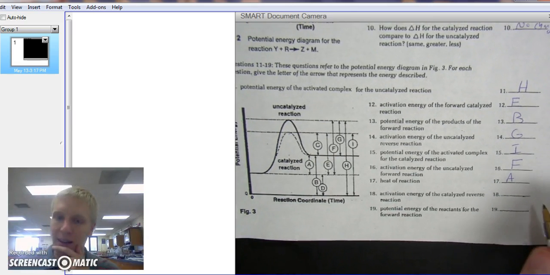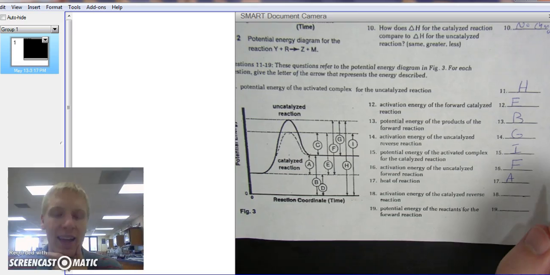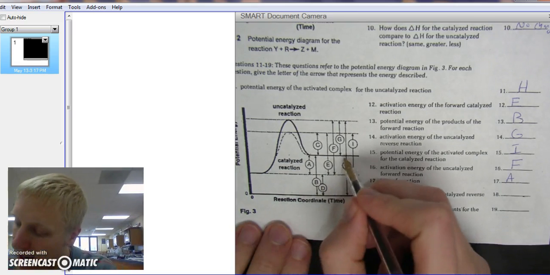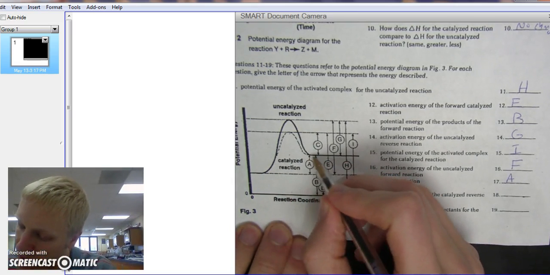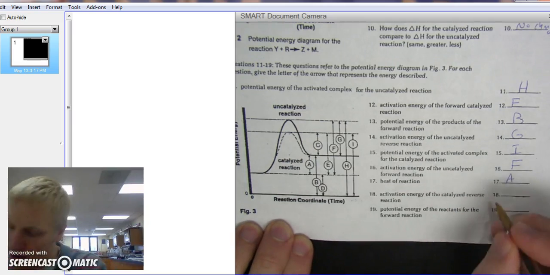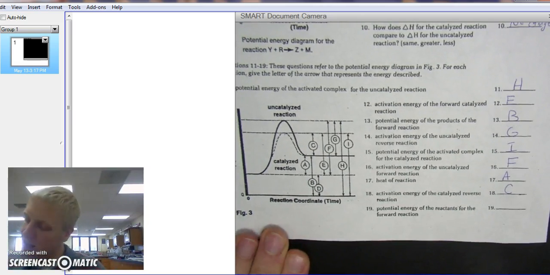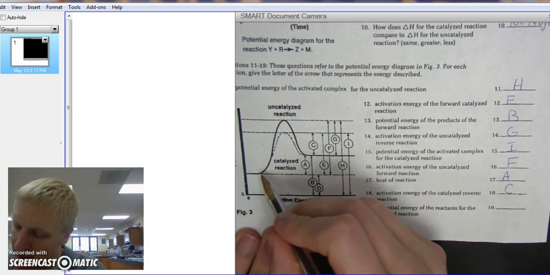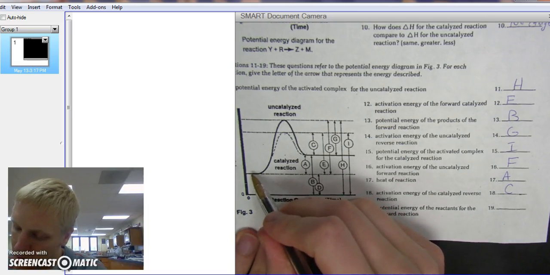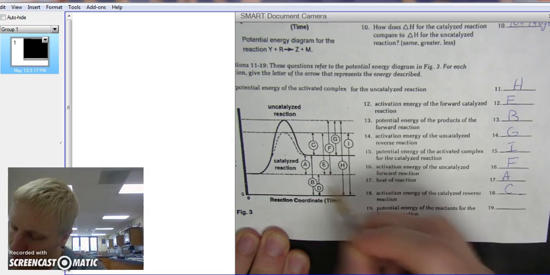Number 18, we have activation energy of the catalyzed reverse reaction. Activation energy for that guy. I'm going to go with C. Potential energy of the reactants for the forward reaction. Looks like this guy, which is D.